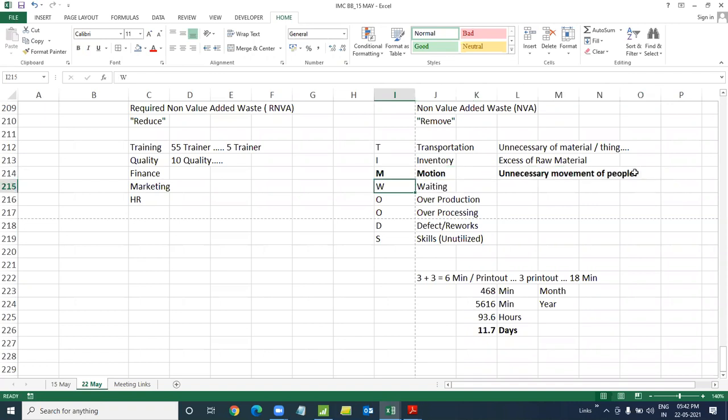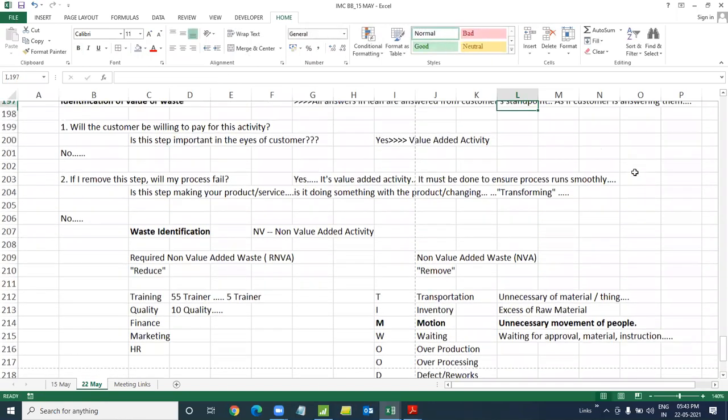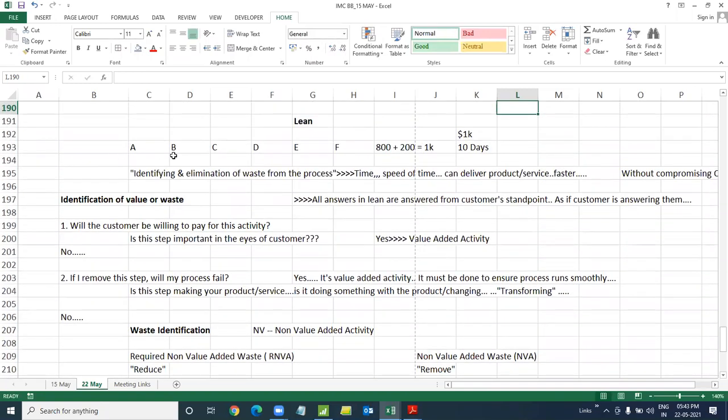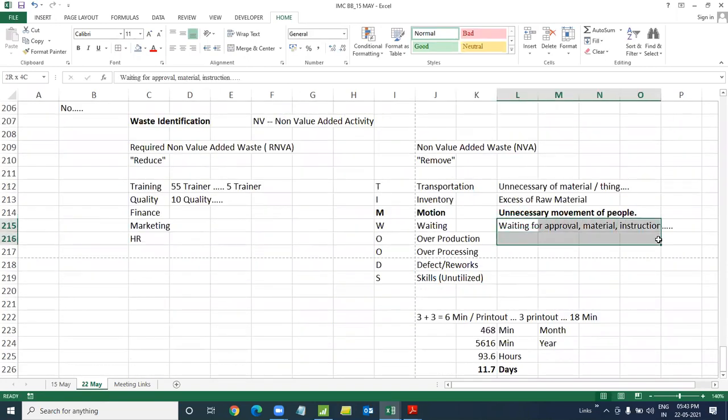Similarly, there's waiting waste, where we are waiting for approval, waiting for material, waiting for instructions. Why are you waiting? Look at your process. When step A got over, why isn't step B starting? B got over, C isn't starting. Why is there waiting? C got over, D isn't starting. Why is there waiting? Lean is all about cutting down time. Waiting will increase the time. It's a violation of lean. Bottom line, waiting adds no value, it just prolongs your period.